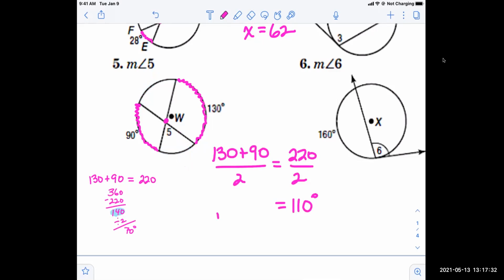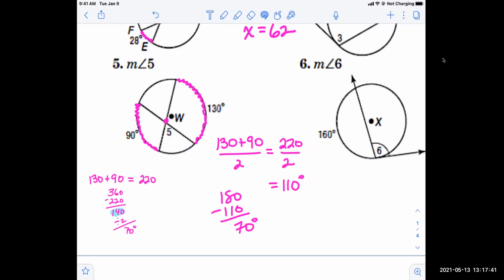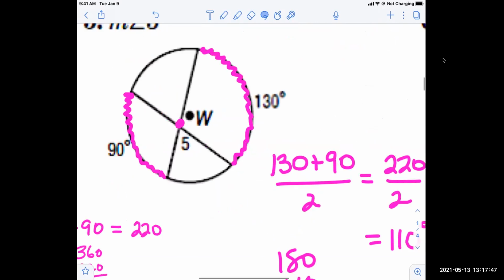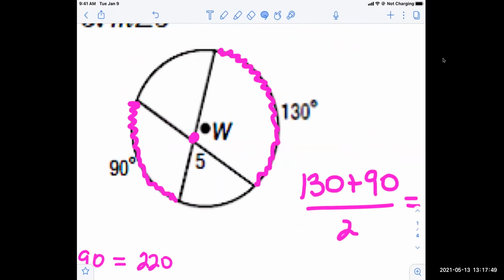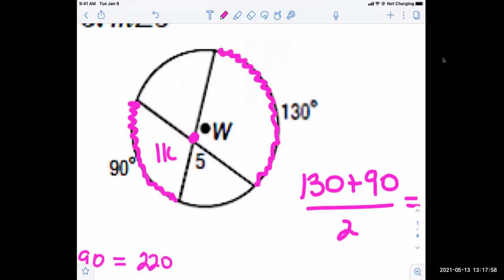Why does it make sense to do 180 minus 110? No, but you're right. It's not a diameter, but you're right. When you average those 2 arcs, you found this angle measure here, right? Why does it make sense? This is 110 degrees right there. Why does it make sense that that one has to be 70? Even though that's not a diameter.